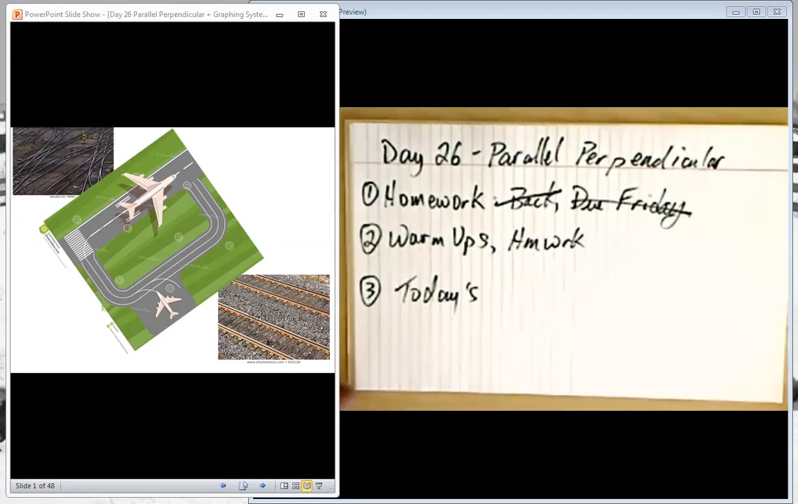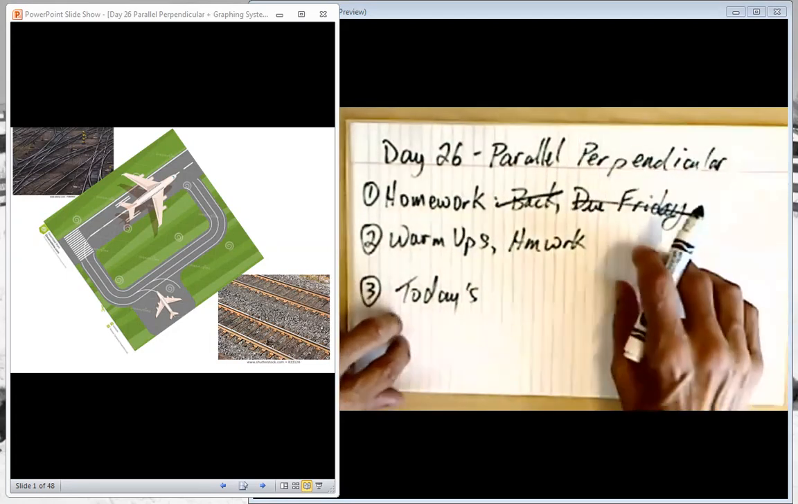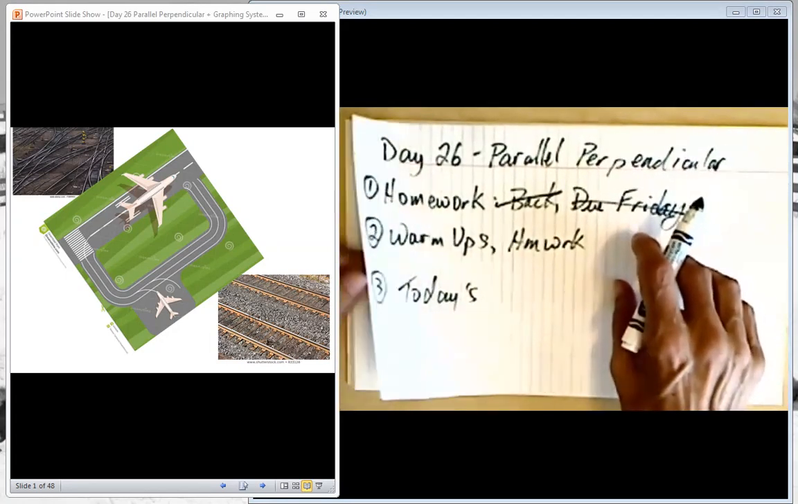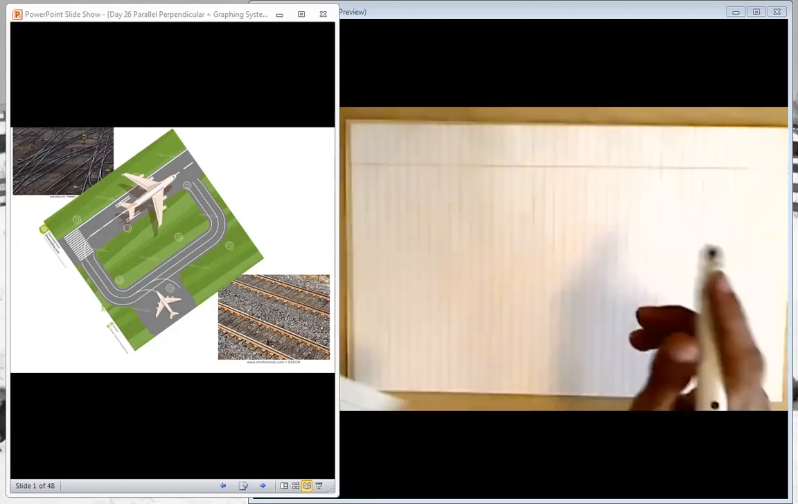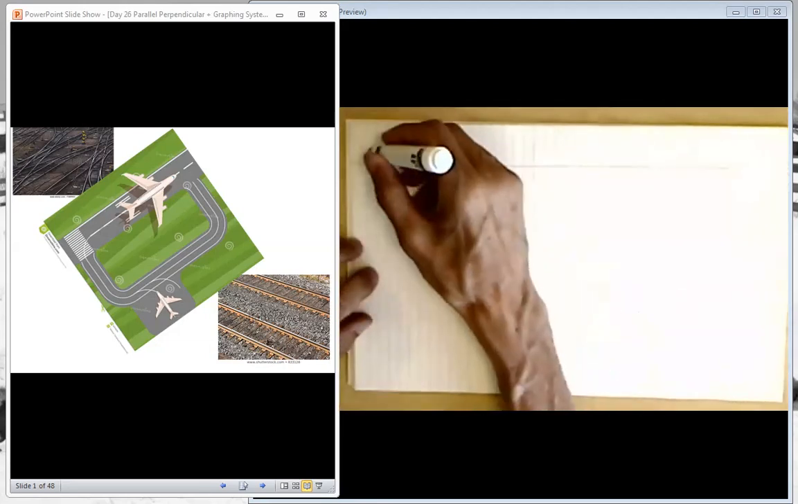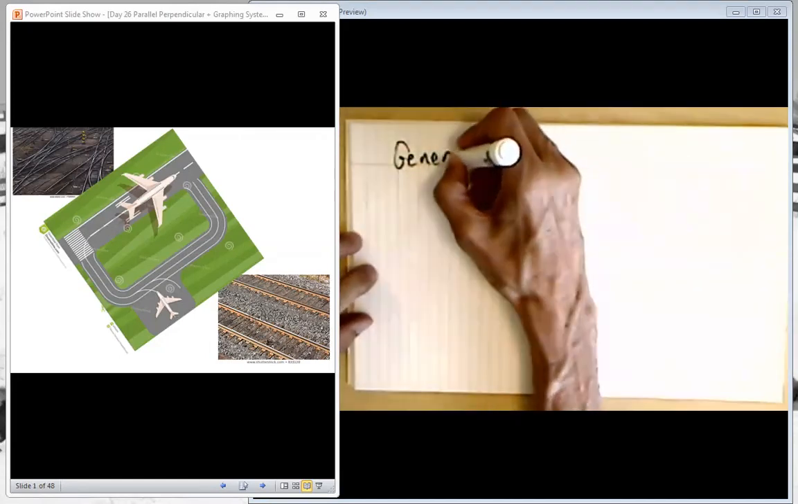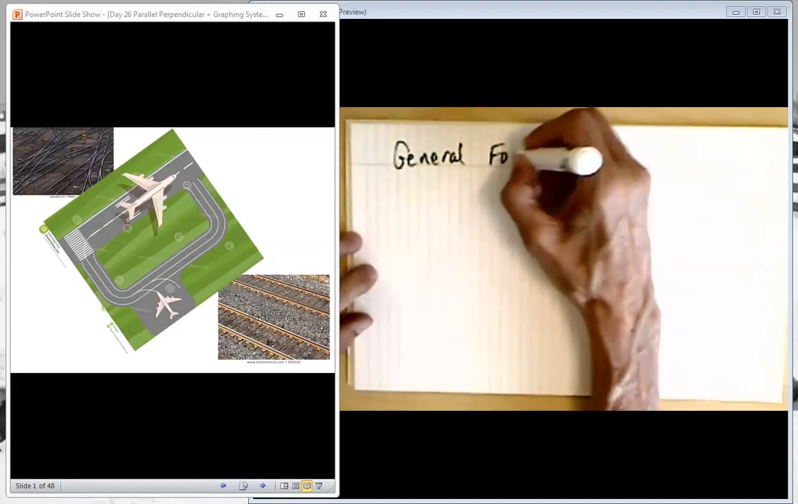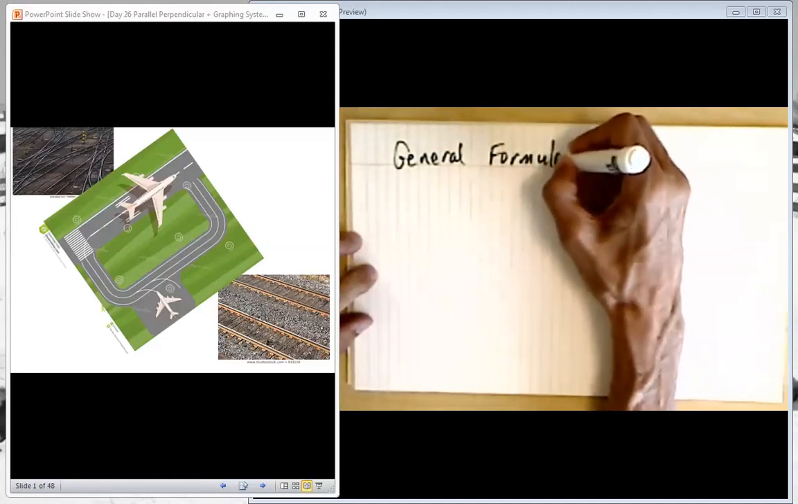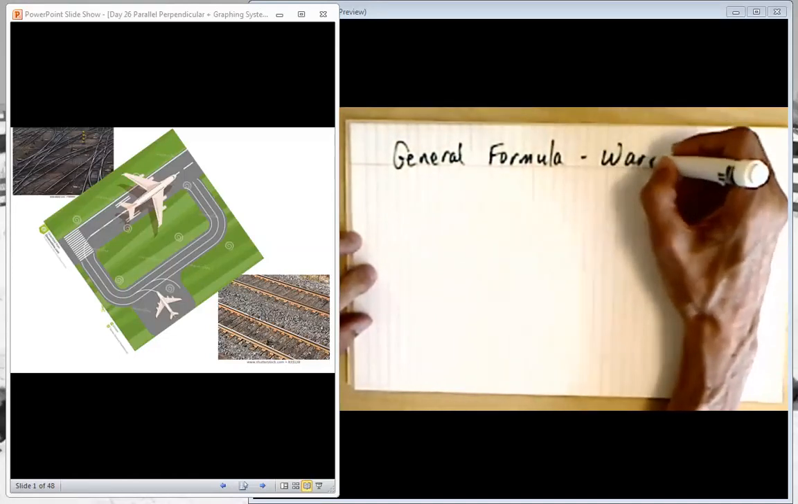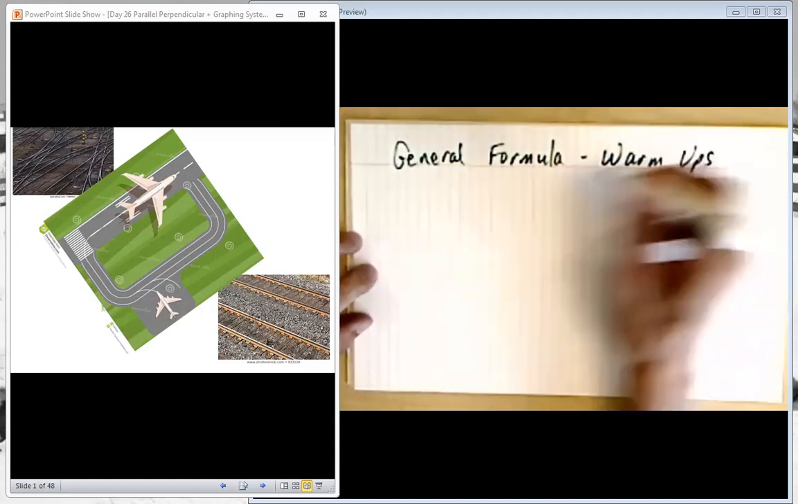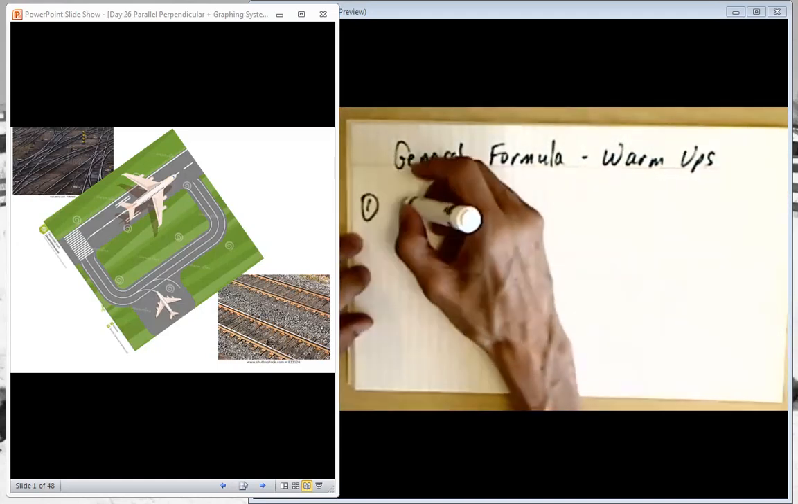General form. Here are a couple of questions that we can do together. That's right, Peter. Yesterday's work, not the day before. Looks like this. General formula for a line. Just a couple of warm-up questions. First one's going to look like this.